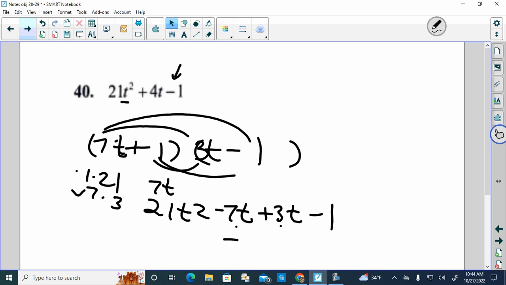Gives me the right number, okay, but it gives me the wrong sign. So all you have to do is then just switch that. Okay.